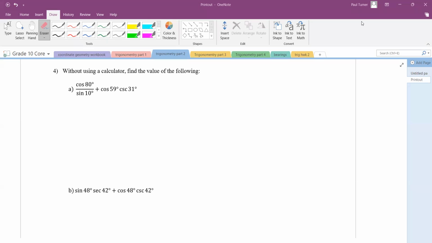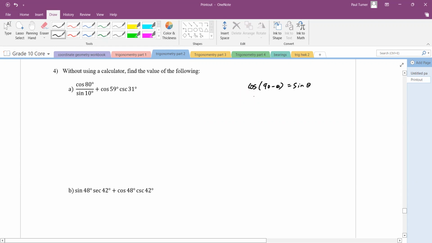Right, so in question 4, we need to do these calculations without a calculator. So we'll use our complementary angle rules. Let's write a few down. We've got cos 80. The rule for cos 90 minus theta is that it's equal to sine theta. You may also use sine 90 minus theta, which is cos theta.